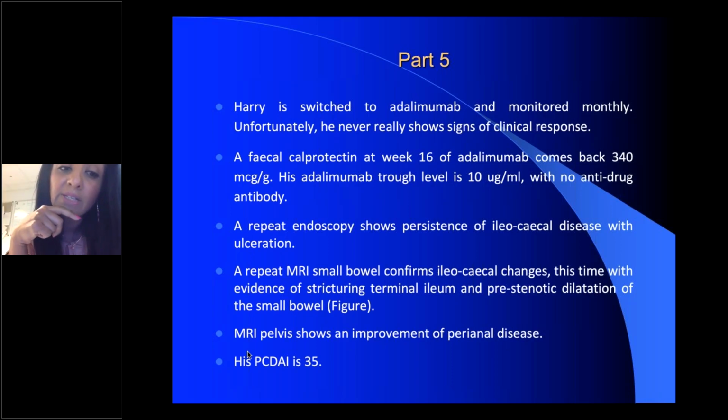He has a reassessment endoscopy, so we will always reassess patients to get objective evidence of ongoing inflammation. And objectively, he's got persistence of ileocecal disease with ulceration in his GI tract. He also has an MR small bowel that confirms ileocecal changes, but this time he's got evidence of stricturing. So his Crohn's disease phenotype is changing, it's progressing, and he's developing complications with pre-stenotic dilatation. His MR pelvis, on the other hand, is showing that his perianal disease is improving, but his PCDAI, which goes back to your scoring system that is objective, shows that he's got moderate disease with a PCDAI of 35.